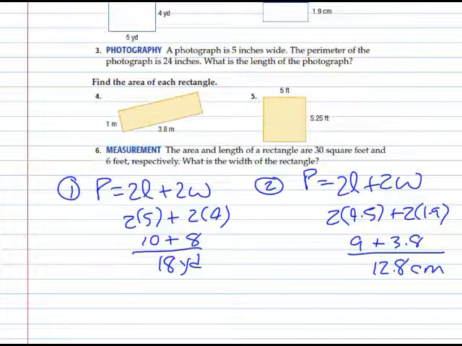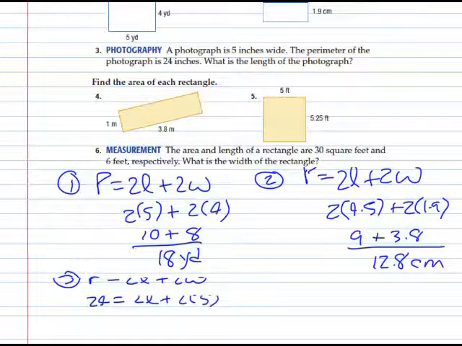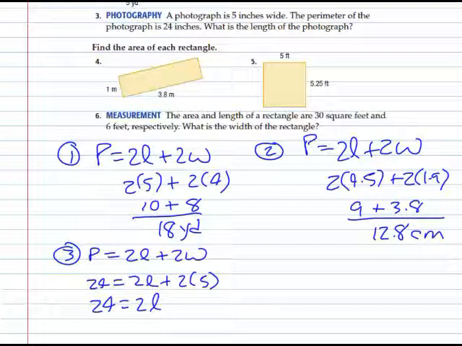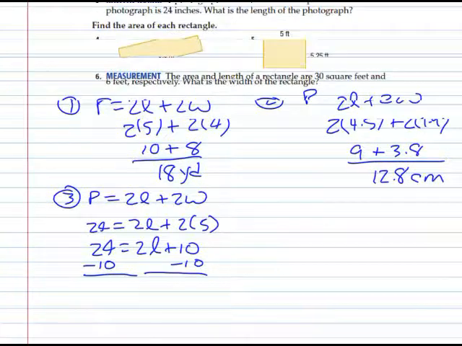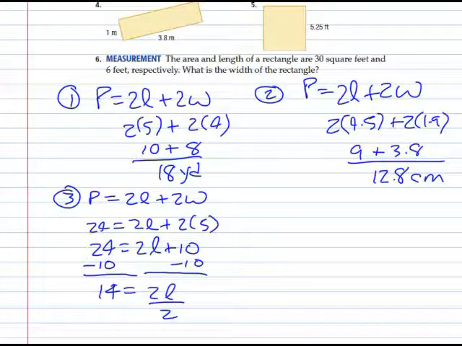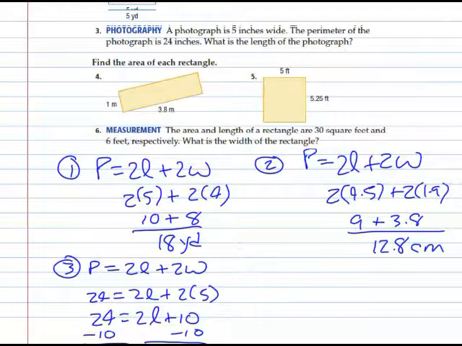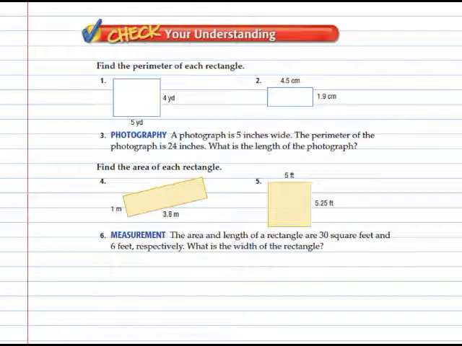Number 3, a photograph is 5 inches wide. The perimeter of the photograph is 24 inches. What is the length? So we use again our formula. Perimeter equals 2 times the length plus 2 times the width. Our perimeter is 24. We don't know the length, but we do know the width. So 24 equals 2L plus 10. Subtract 10 from both sides to undo the addition. So 14 equals 2L. Divide both sides of the equation by 2, which tells us that our length is 7. In this case, it's feet. Or back up to our original problem, it would be inches.